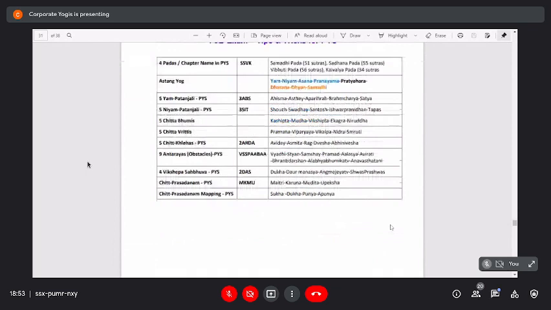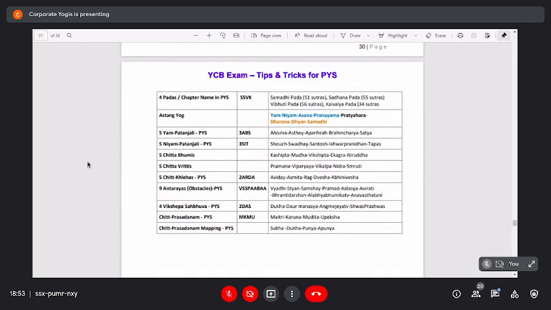From an exam perspective, you should remember this chart. When you say 4 padas, you should remember the 4 padas. For Ashtanga Yoga, you should know Yama and Niyama. We are going to start the questions now. We still have, I think, 15-20 minutes. Then the 5 Chitta Bhumis, Chitta Vrittis, Chitta Kleshas, and 9 Antarayas.